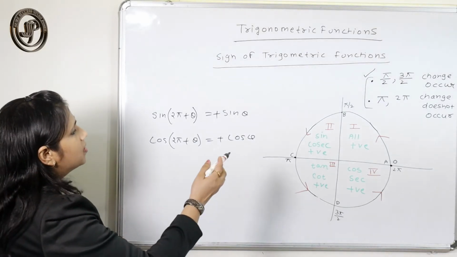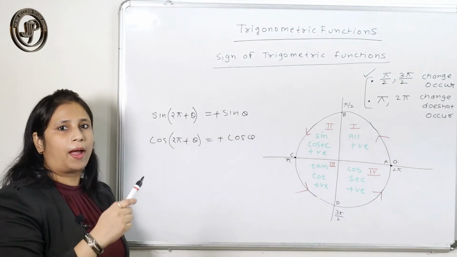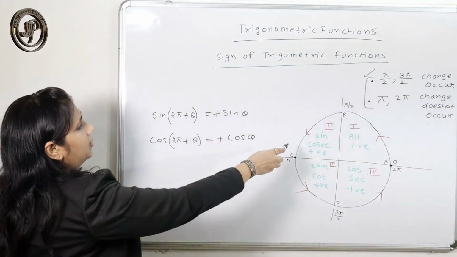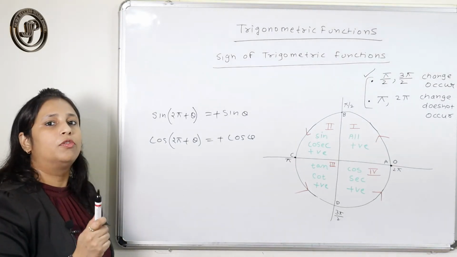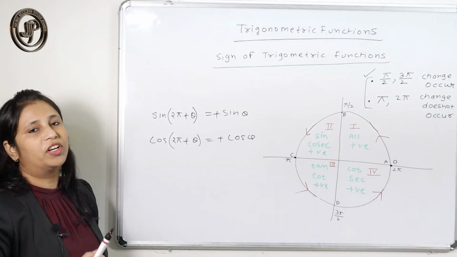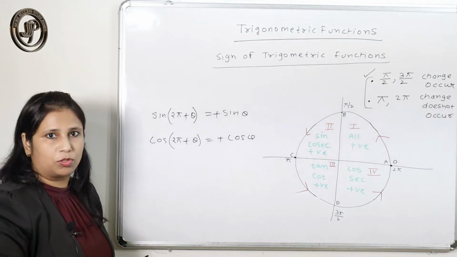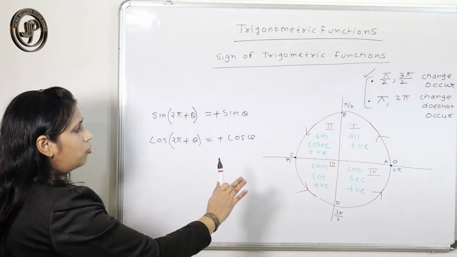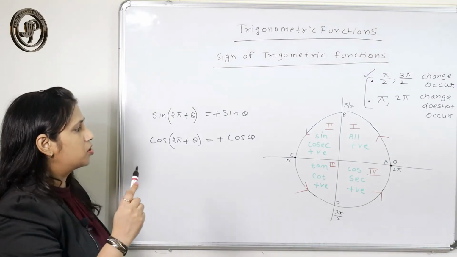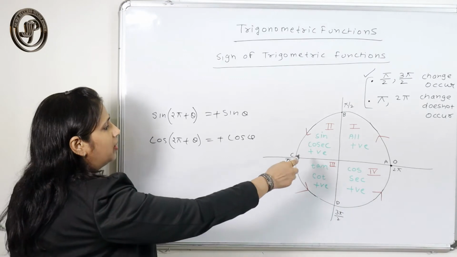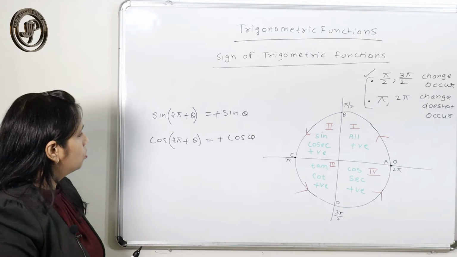Why is this occurring? Why does change not occur with 2 pi, or change occur with pi by 2, and why is sine positive here, cos positive here? I will give you that answer when I explain the range and domain of the trigonometric functions, which we will discuss in our upcoming episodes. So before that, you just have to memorize in which quadrant sine is positive or cos is positive. That is the important thing you have to memorize to go through this trigonometric section.